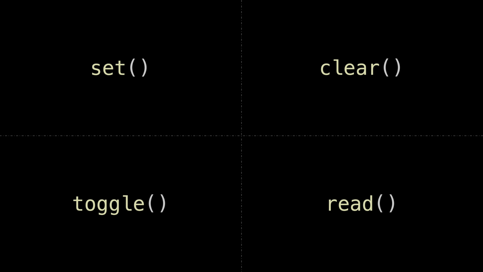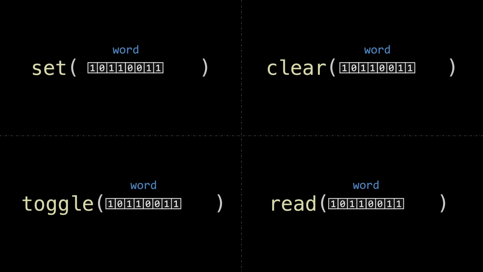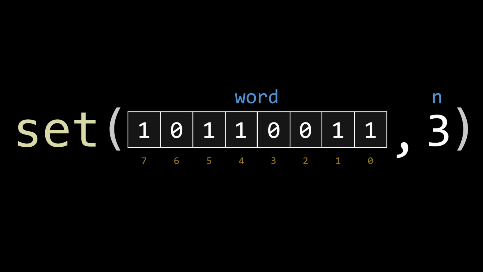To make this easier to follow, let's define 4 higher-level operations: set, clear, toggle, and read. All of them receive a word and a number n. And just to be clear, inside a word, bit indexing always starts at 0, meaning the least significant bit is bit 0 and the most significant bit is bit 7. So if n equals 3, that means the 4th bit.